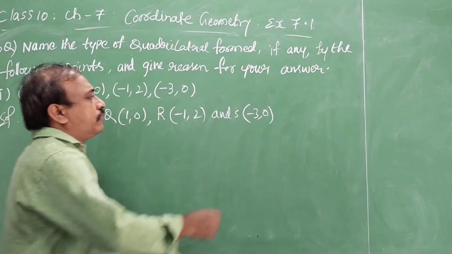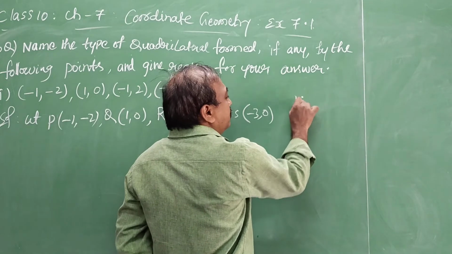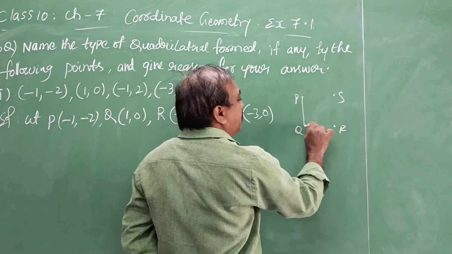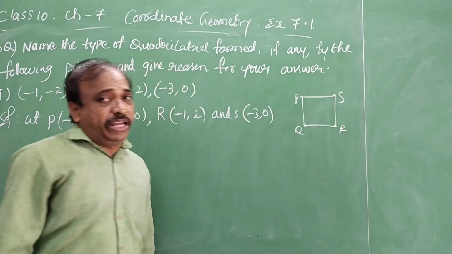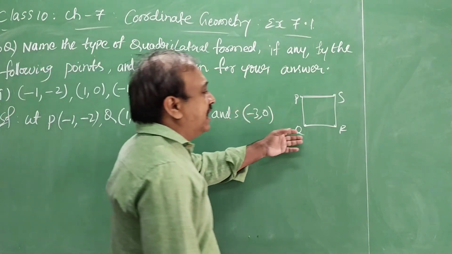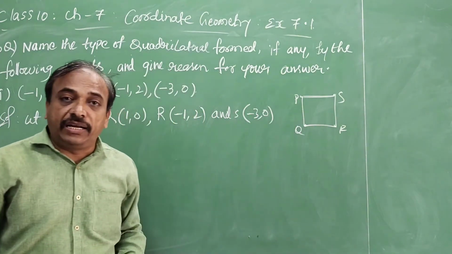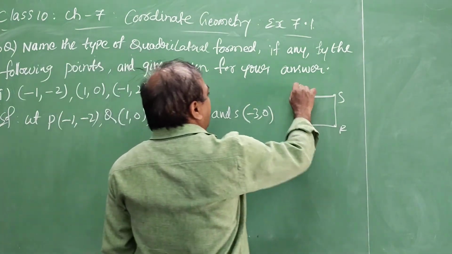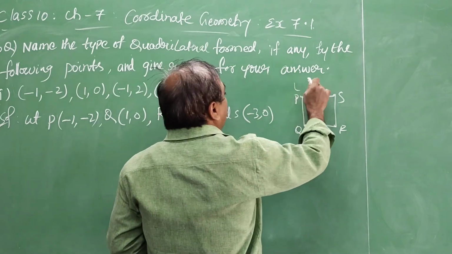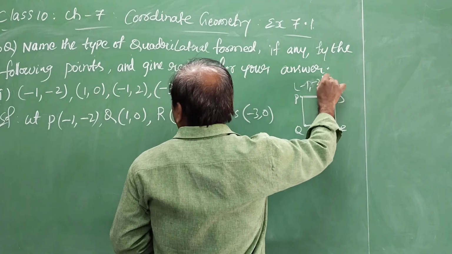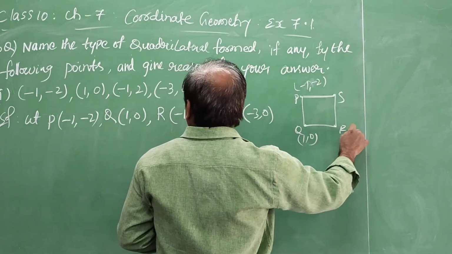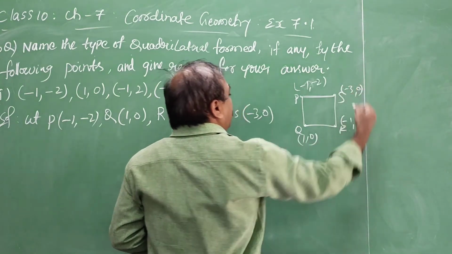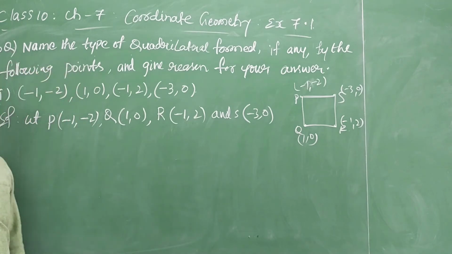These are the 4 points. So for the coordinates, P, Q, R and S, just a rough figure. It may appear as a square or rectangle, whatever you can say, but you have to identify it. It is just a quadrilateral. So for the 4 coordinates, you can mention them like minus 1 comma minus 2, 1 comma 0, minus 1 comma 2, and minus 3 comma 0. PQRS, these are the 4 points.